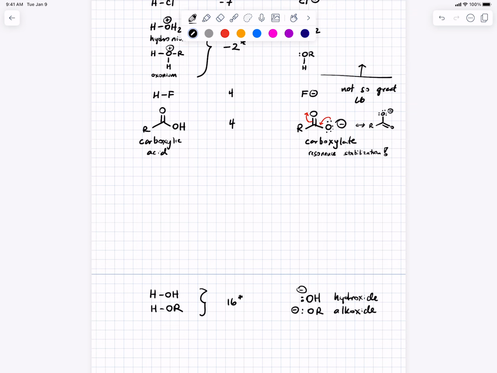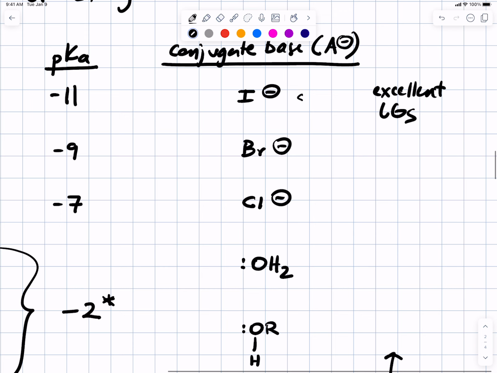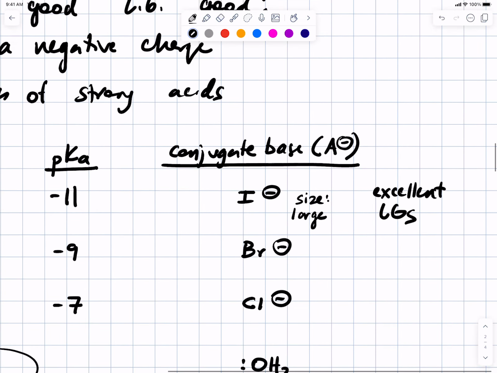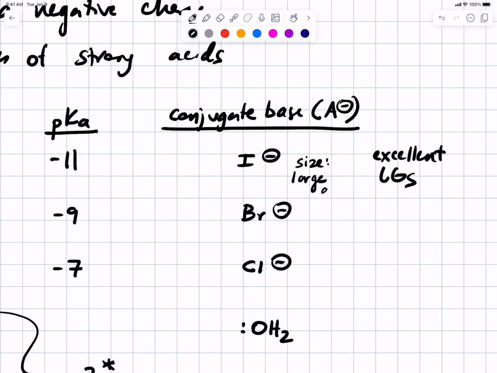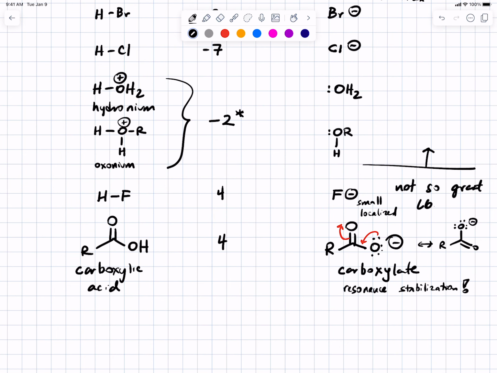Got that? So we're going to rationalize trends in the pKa observations that we have based on things like resonance, or in the case of I versus F, I minus versus F minus, I minus is large, F minus is small. The negative charge on I minus is delocalized and spread out. The negative charge on F minus is localized, and that's going to be the major consideration. Okay?